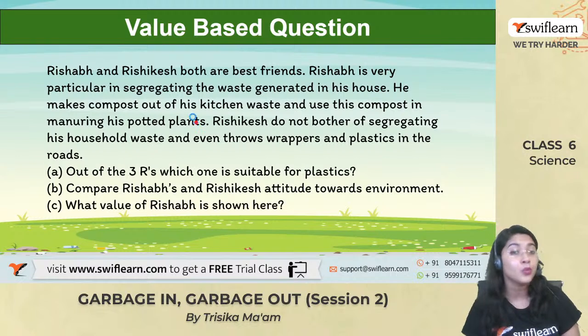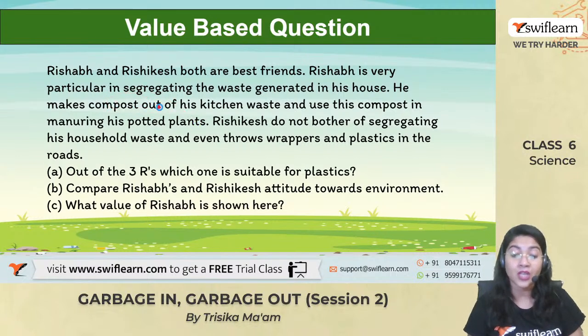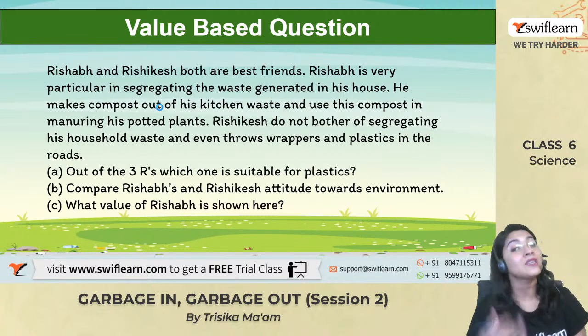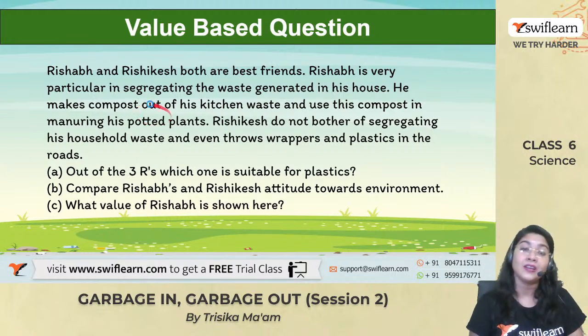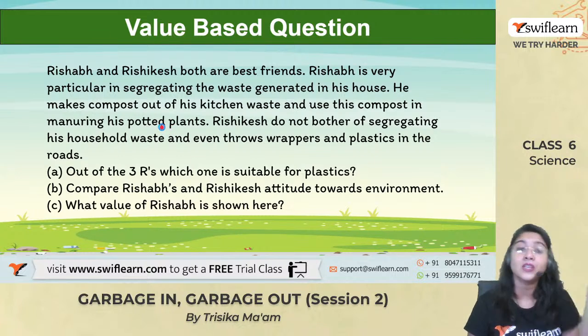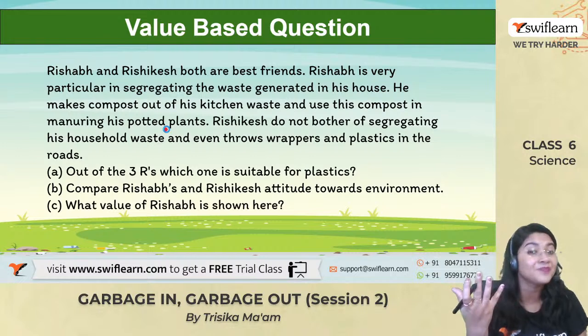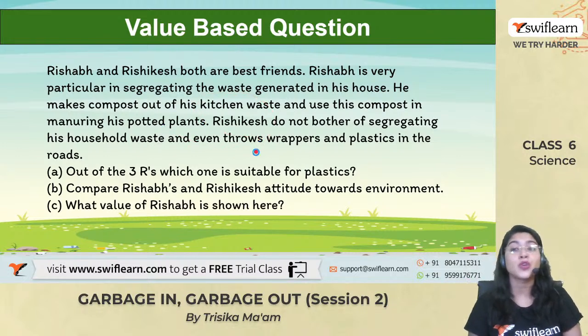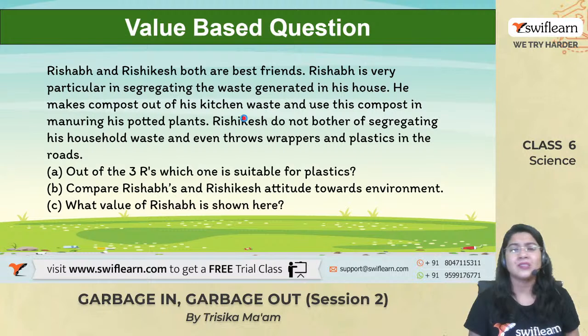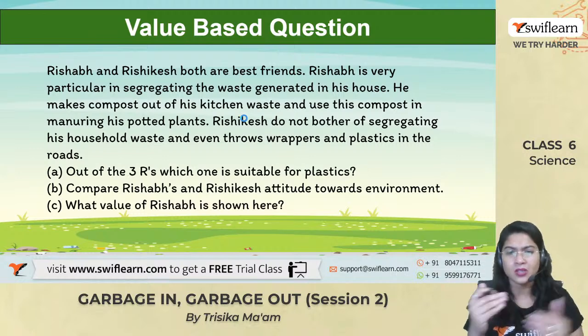As we already know, compost made from organic materials can be kept in the soil and increases the fertility of the soil, right? So when Rishav keeps it in the potted plants, definitely the soil fertility will increase and the plant will grow properly, right? Now, Rishikesh does not bother about segregating his household waste and even throws wrappers and plastics on the road. So Rishikesh is a little bit different. He doesn't bother about segregating the different waste products, or reusing or recycling them.